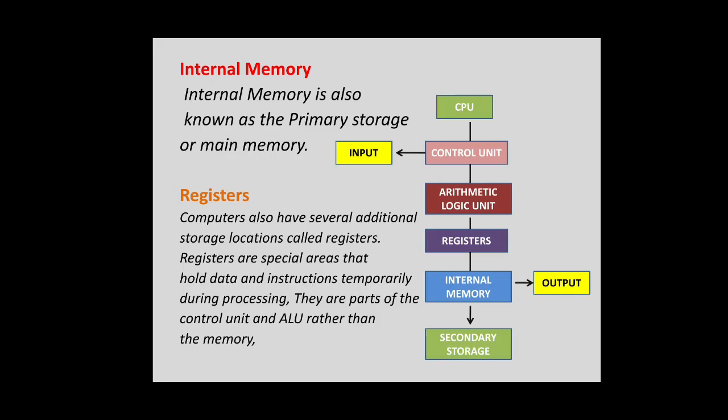Now, internal memory. Internal memory is also known as primary storage or main memory. See, this is the main working diagram of internal memory, showing how the computer system works or how the CPU works. Let's see. This has the CPU, control unit, arithmetic logic unit, registers, internal memory, then secondary storage devices, and whatever input comes in is converted into an output. Now we'll see it one by one.